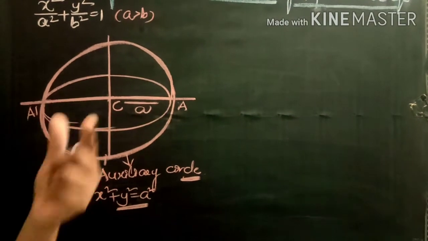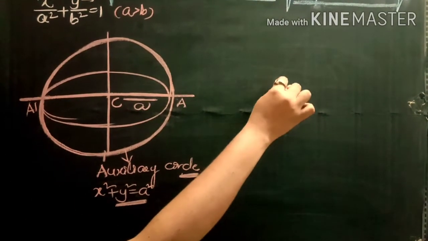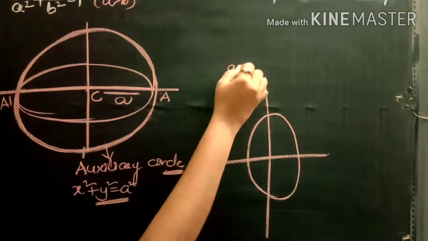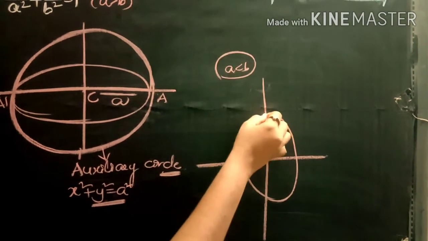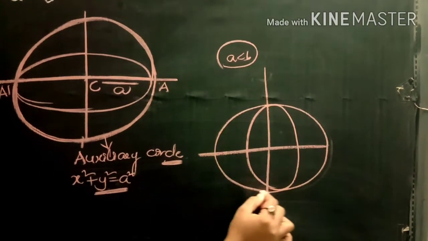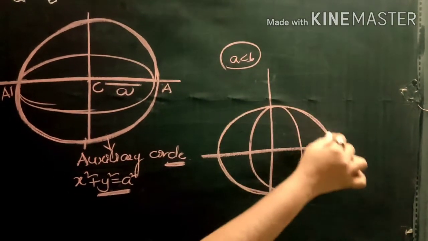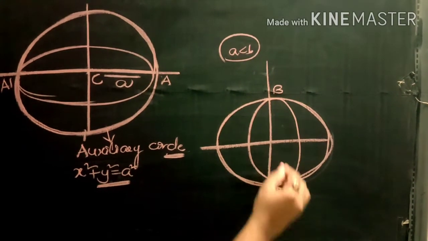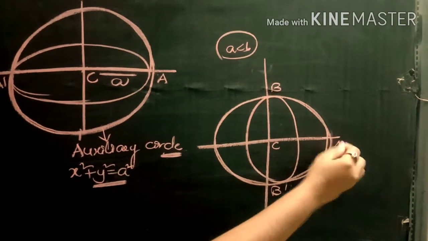If we take the a less than b case, then the auxiliary circle is like that. Now this is the diagram of the ellipse in the a less than b case. Here also we are drawing one circle by taking the major axis as the diameter, then we get the circle like that. This is the circle. In this case, these two points are B, B dash. This is the center C. These are A, A dash.